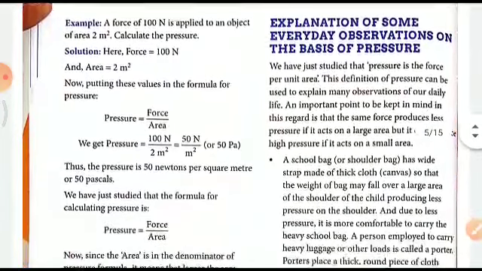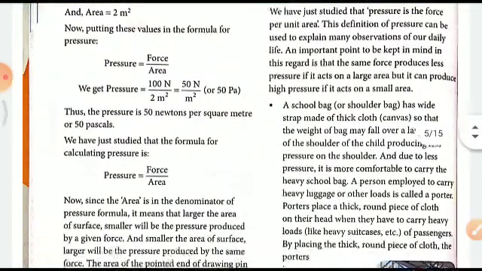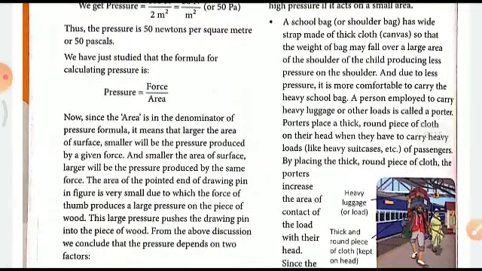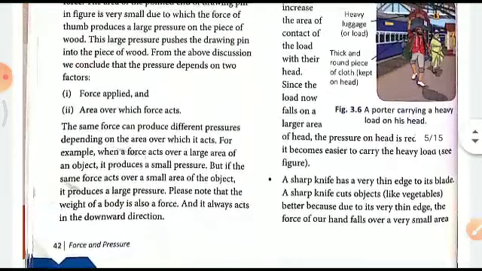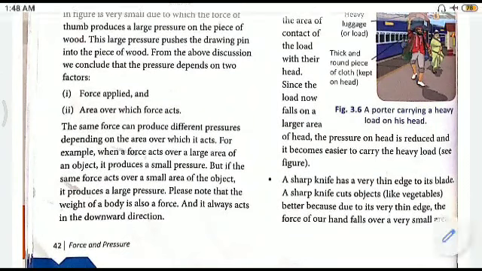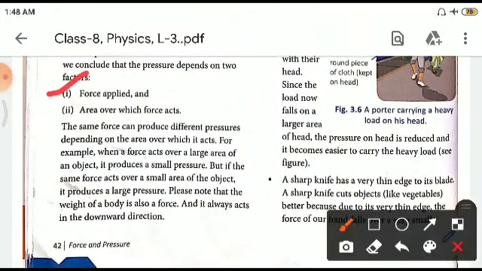And there are some examples here. A force of 100 Newton is applied on an object of area 2 meters square. Then you are asked to calculate the pressure. So we put it in the formula and we get 50 Pascal as the pressure.